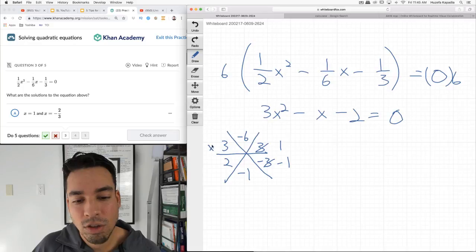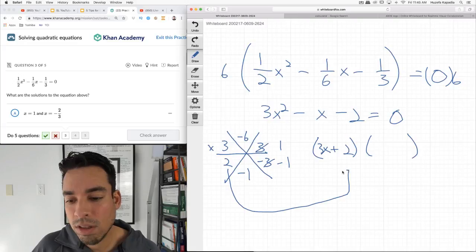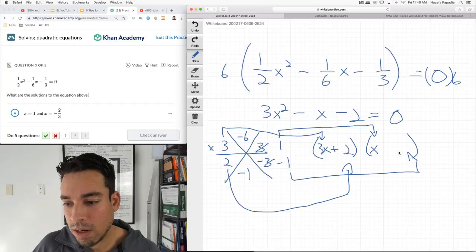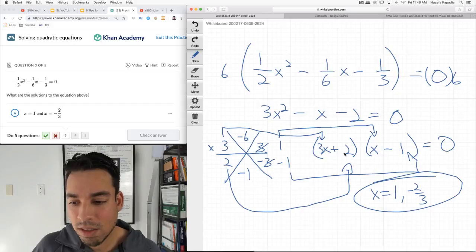Now, these are my x terms right here, and these are my constants. So what I mean is, now when we factor, it's 3x plus 2. Okay. That goes there, and this guy goes here. And then over here, the same thing. The top is 1x, boom, minus 1 right there. Okay, equals 0. And where do these go to 0? Well, this goes to 0 when x equals 1 or when x equals negative 2/3. And those are my two solutions, right? Because negative 2/3 here will make this guy go to 0.